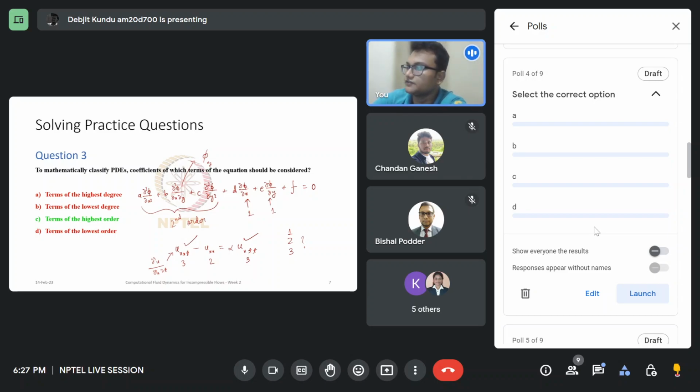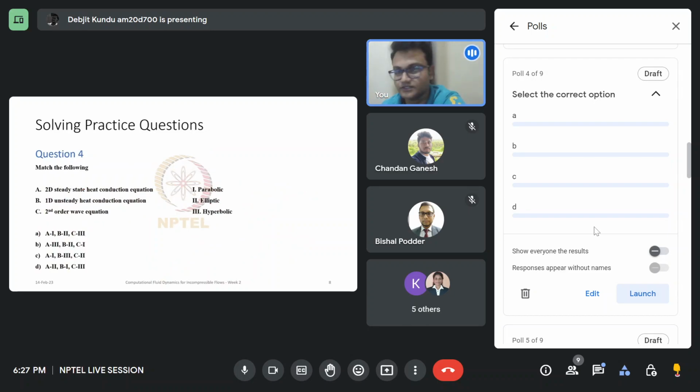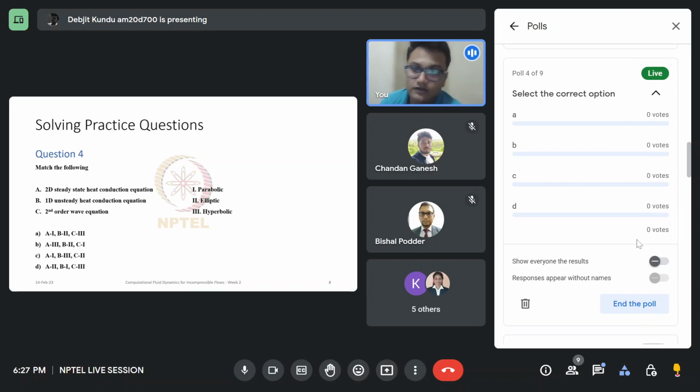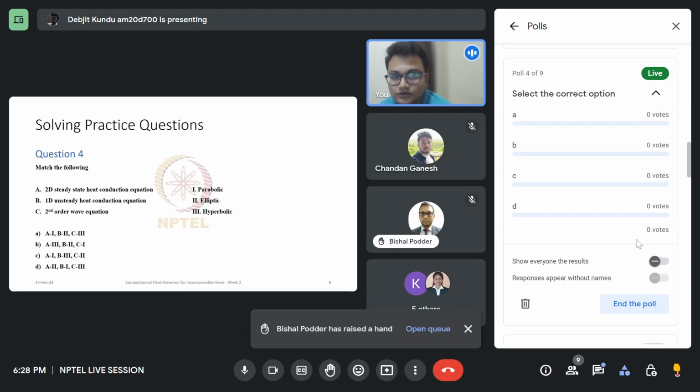All right. So if there are no questions, we'll move on to question number 4 of today's session, which says match the following. So there are two columns. Different kinds of equations are there in the first column, and in the second column, the classifications of PDEs are given. So you have to match the exact equation with its type. So yes, someone has raised their hand. You can unmute and ask. Vishal Poddar, do you have a question? You raised your hand.